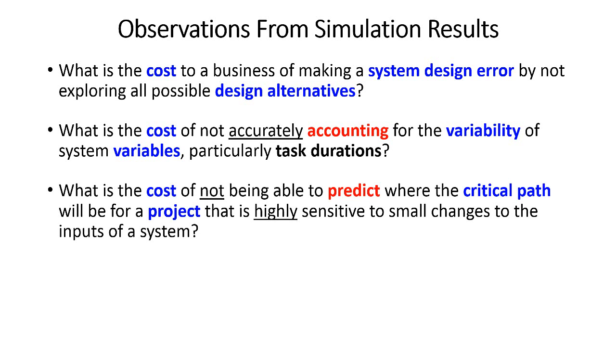Now, what is the cost of not being able to predict where the critical path will be for a project that is highly sensitive to small changes to the inputs? We saw some very small changes to our inputs. We watched the critical path ping pong around between all three paths, not necessarily in an intuitive way. Maybe with practice and looking at your system, sometimes it becomes obvious, but it's often not obvious why things would drift and float like that.